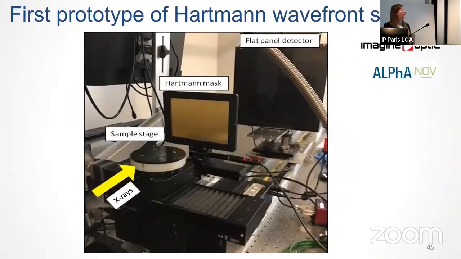Then we implemented a new prototype for the Hartmann wavefront sensor. So we had a rotational stage for the sample, a very big Hartmann mask, and a flat panel detector.